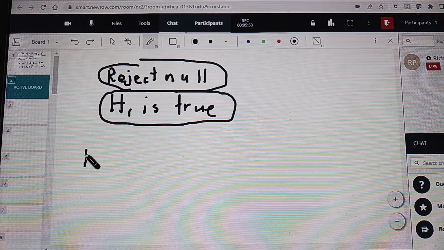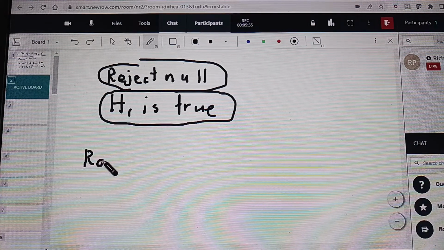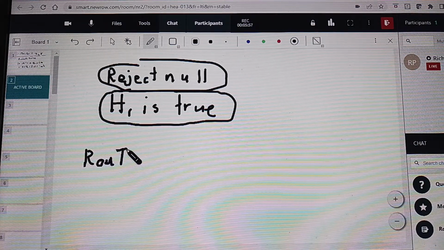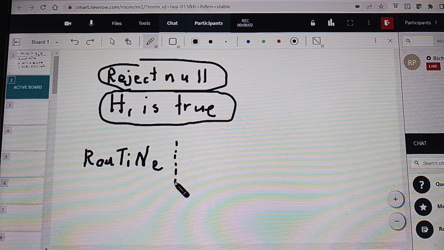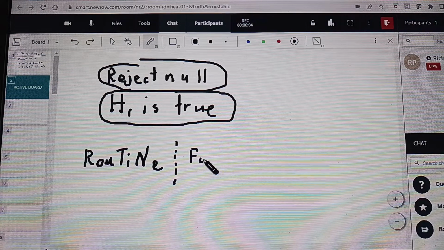So then you do routine for fun, and you capitalize all the consonants, lowercase all the vowels. Routine, separate it, for fun.